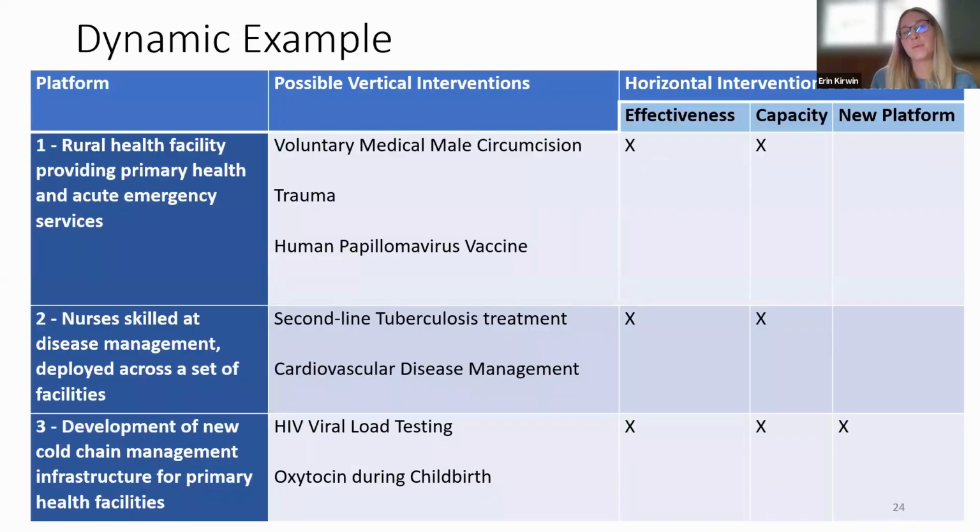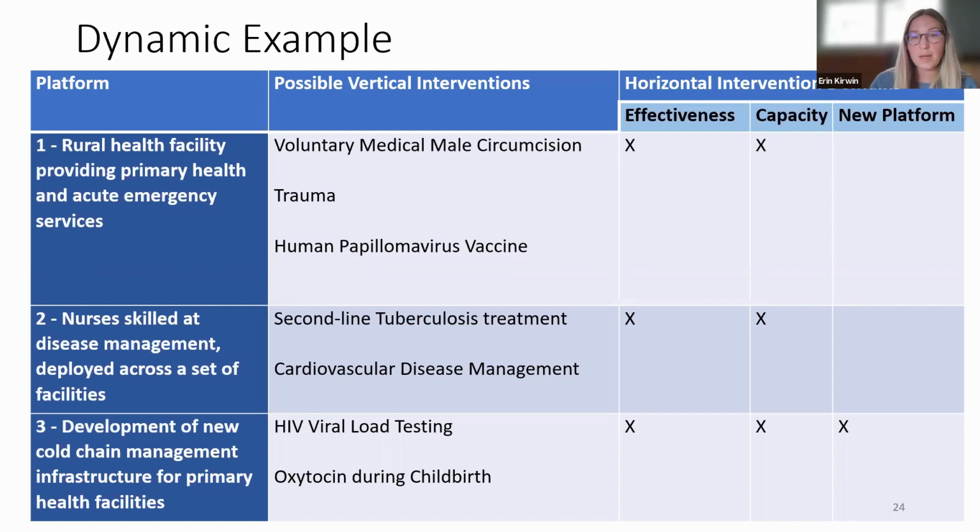So now I'm going to expand on this example, and I'll do that by considering 3 different platforms, each of which are also based on examples from the Hauck paper. So platform 1 is a rural facility, and it provides primary care and acute services. So it's one platform, and it has 3 different interventions. Platform 2 is a workforce of nurses skilled at chronic disease management, and they are deployed across facilities, and they provide 2 different interventions. And then 3 is the same new platform that we considered before, so you'll recognize these interventions. And then you can see in the right columns of the table that there's different horizontal interventions available to each platform.